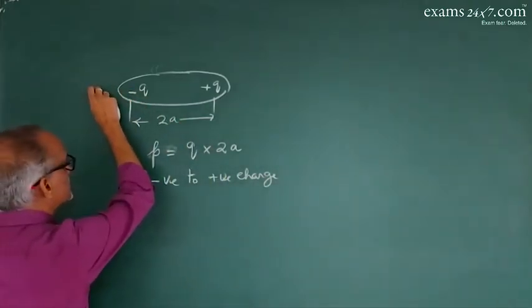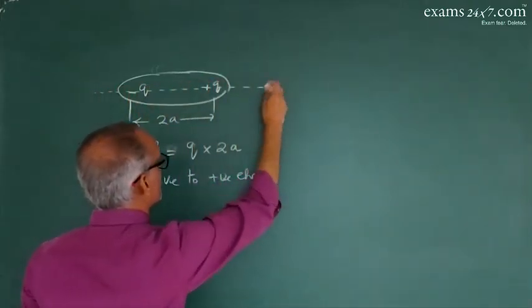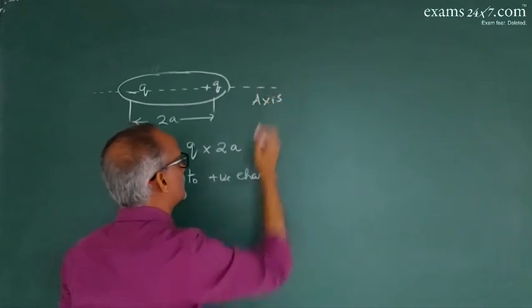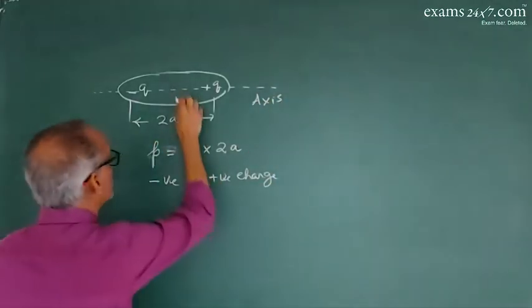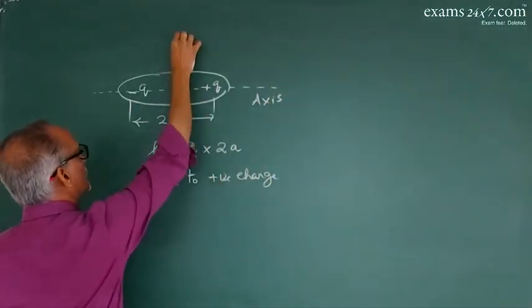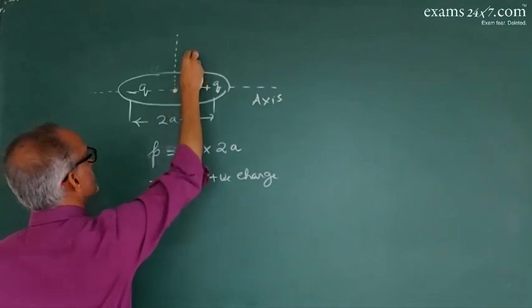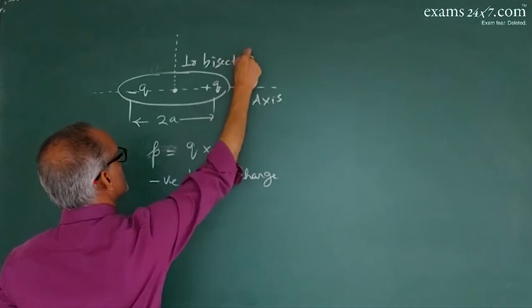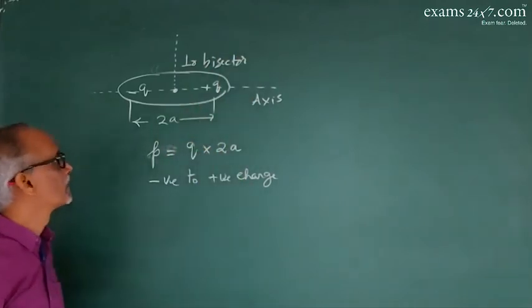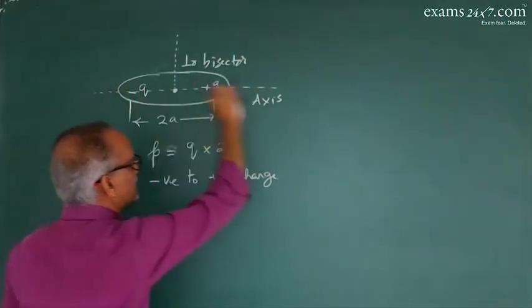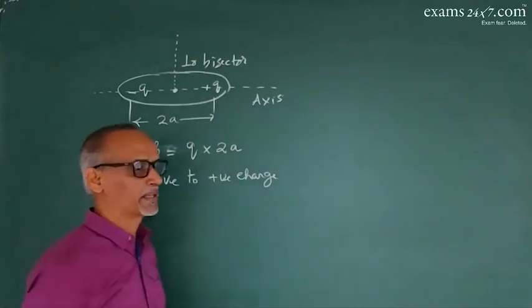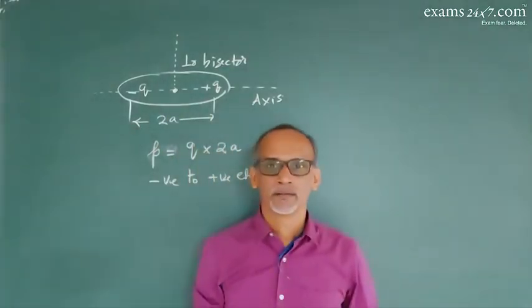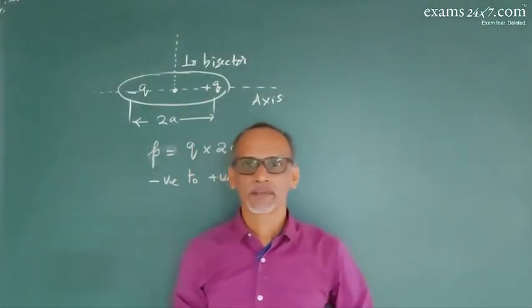The line passing through the two point charges is called the axis of the dipole, and the line perpendicular to that passing through the center is called the perpendicular bisector. On the axis as well as on the perpendicular bisector, it produces electric field as well as electric potential.